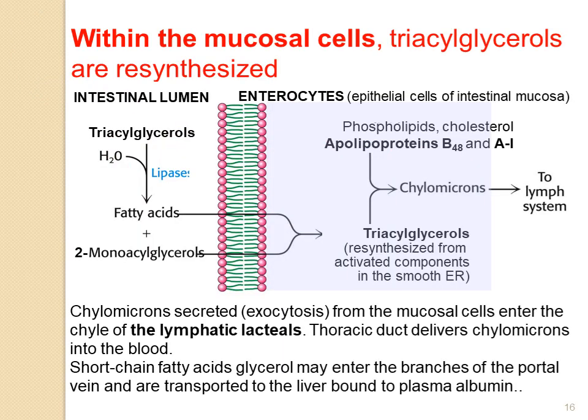Now this figure shows the resynthesis of triglyceride that occurs in the intestinal mucosal cell. As we said, the triglyceride in the intestinal lumen will be hydrolyzed to give a free fatty acid and 2-monoacylglycerol or free fatty acid and glycerol. These will enter, راح يصير بهم absorption إلى الانتستينال cell، يصير absorption بالفاتي أسيد والجليسيرول إلى الانتستينال cell.